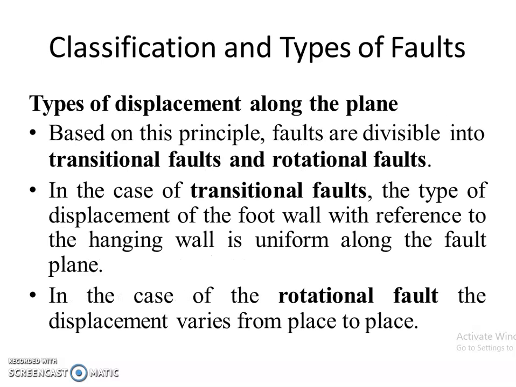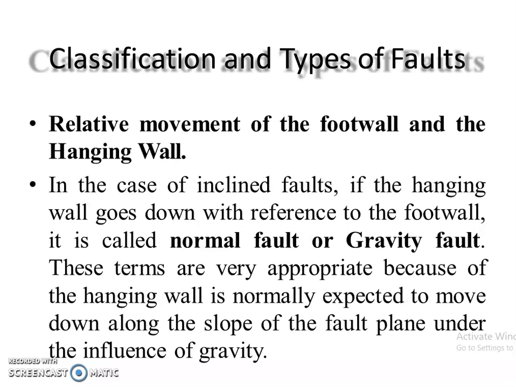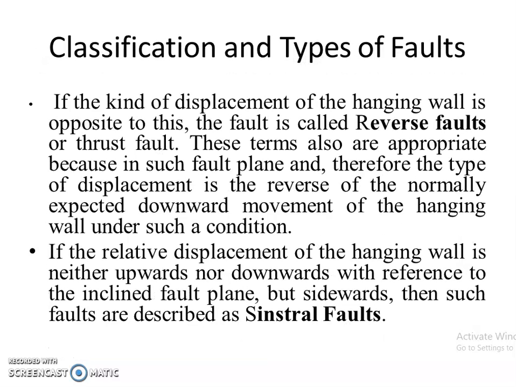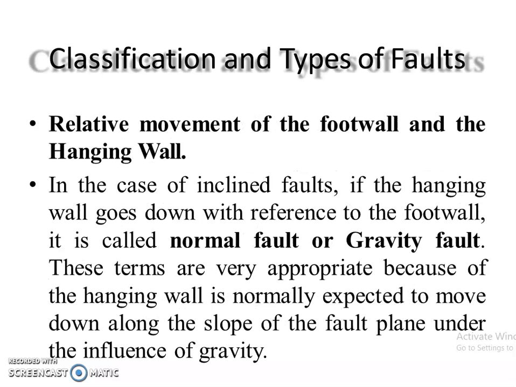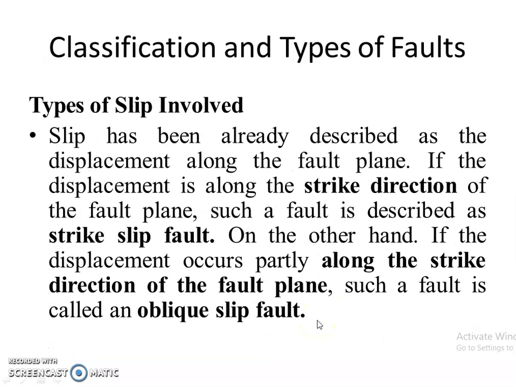Based upon the displacement, the first one is the translational fault. In this type, the displacement is uniform along the fault plane. In a rotational fault, the displacement is not uniform. It varies from place to place. In a normal fault or gravity fault, the hanging wall goes down with reference to the footwall. Then the reverse fault: the displacement of the hanging wall is opposite to what I said for the normal fault, and we call it a reverse fault.